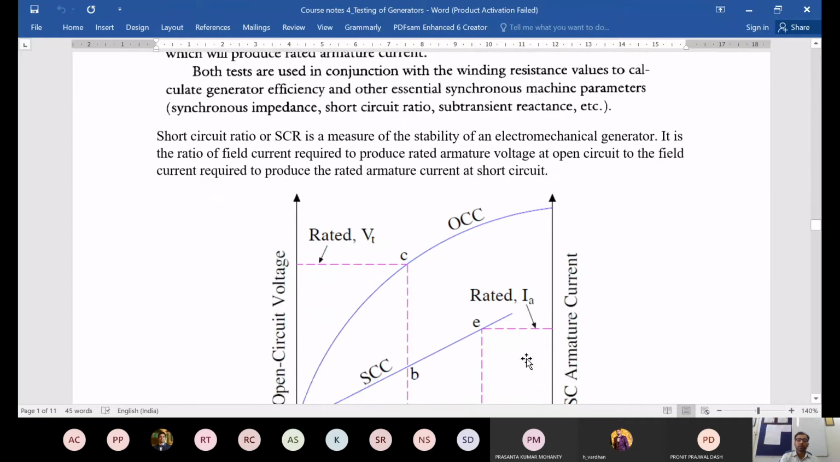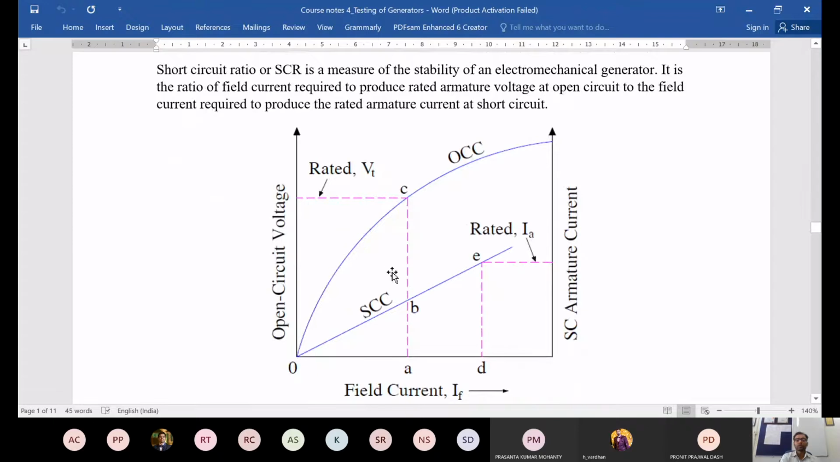This is what the graph looks like for the short circuit ratio and the two tests. This one is the open circuit characteristic. There are two y-axes here. One is the open circuit voltage plotted here, and on the secondary axis we have the short circuit armature current, and the horizontal axis is the field current. When we do the open circuit characteristic, the armature terminals are kept open circuited and the field winding current is varied so as to get the rated terminal voltage. You get this particular section, and if you extend further, you can get the further section also. That is the open circuit characteristic.